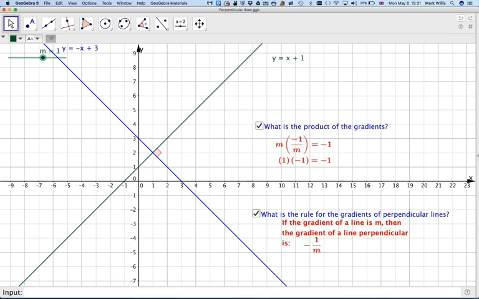So this has been a video to show you about the conditions for parallel and perpendicular lines. I hope you've understood, and I thank you very much for watching.